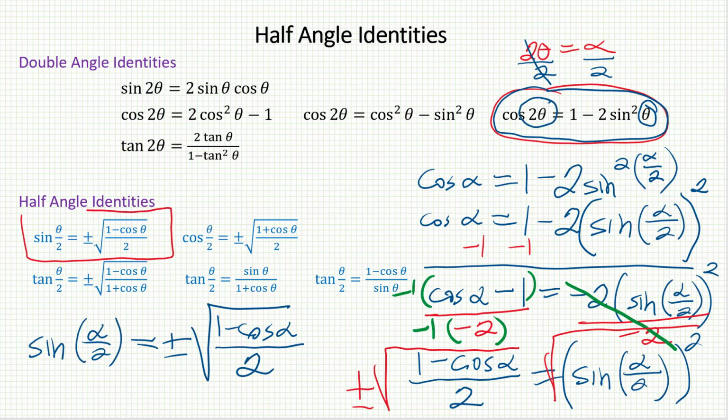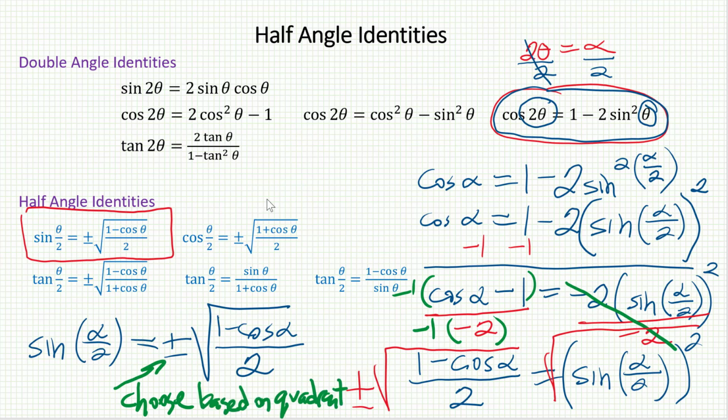Now it's being expressed here using theta. You could use any letter you wanted, but if you compare, you'll see we got exactly the same thing here. The plus or minus does make things a little bit tricky in the identity. It doesn't mean that there are two answers. It means that you have to choose which it should be based on the quadrant that you find yourself in. So you have to know, well, what quadrant is my alpha over 2 angle in? And then you can choose the right sign.